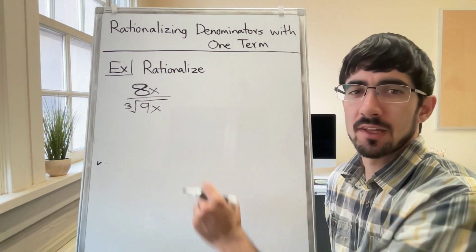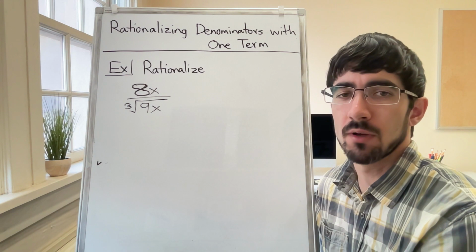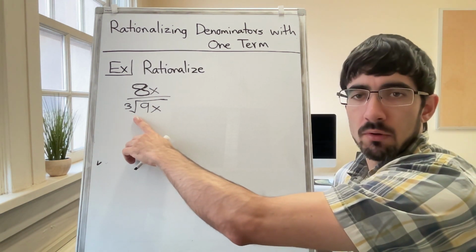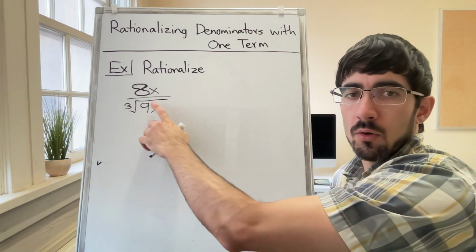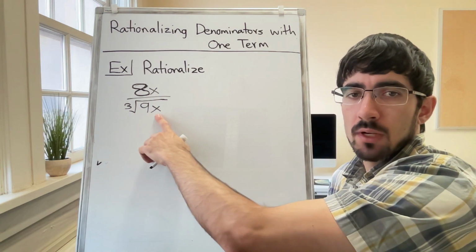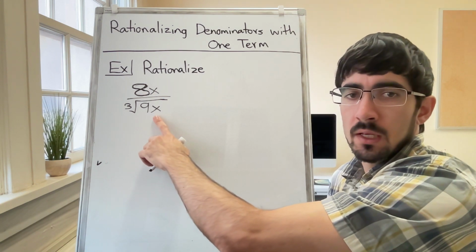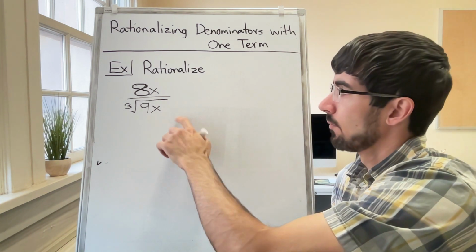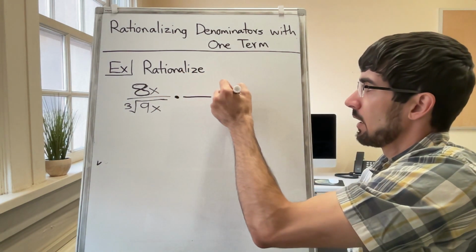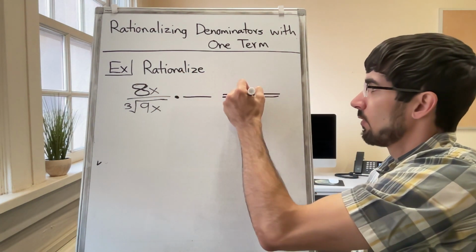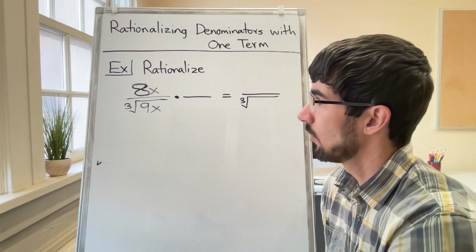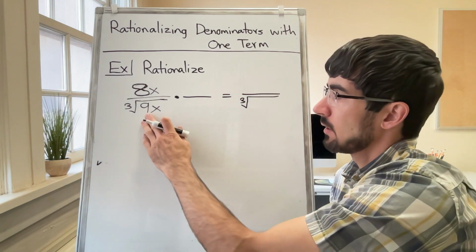Here I want to rationalize 8x over the cube root of 9x. Because I'm working with a cube root in the denominator, my goal is to multiply by another radical expression that will create a perfect cube in the final denominator. So we're going to multiply the numerator and denominator by some amount that will give me a perfect cube inside the radicand right here. So what perfect cube can we create?